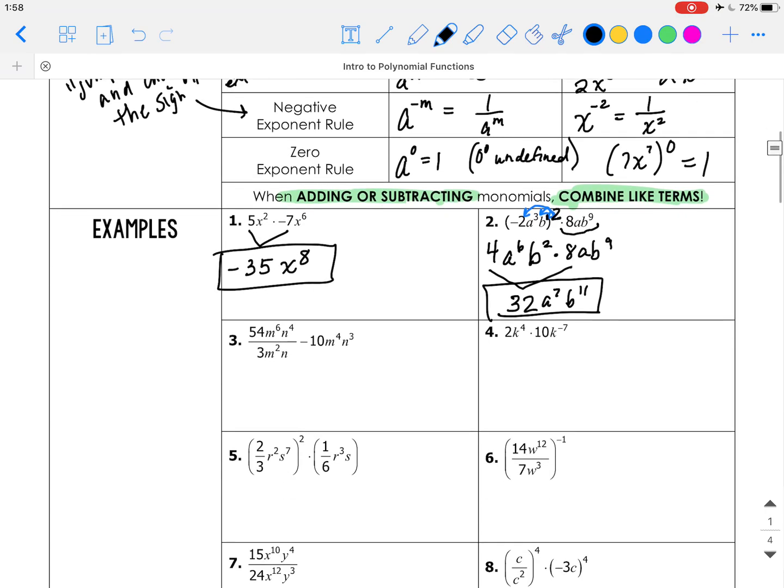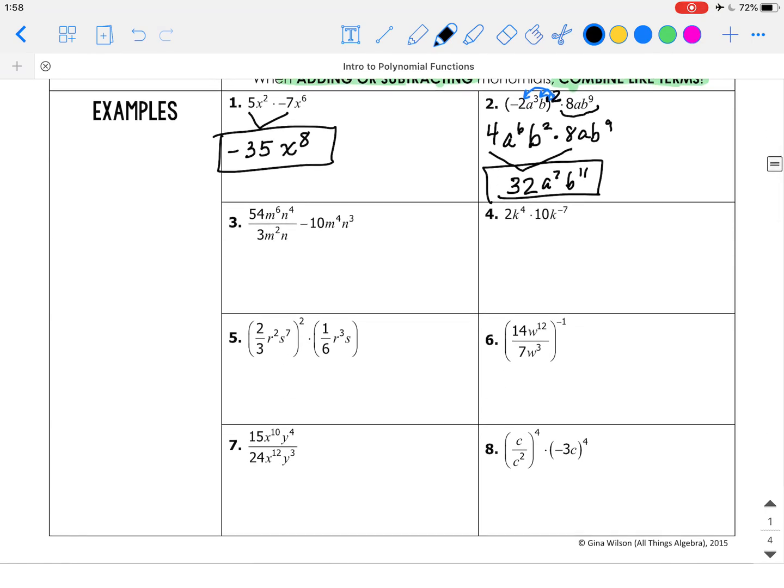Okay, let's look at number 3. So I clearly will have a quotient rule for that first chunk. So let's go piece by piece. I'm going to do this piece first. 54 divided by 3 will give me 18. Again, I treat coefficients the same. They're just regular numbers. It's the exponents I really want to worry about. So with the quotient rule, I will be subtracting. So m to the 6th minus m to the 2nd will give me m to the 4th. And n to the 4th minus n to the 1st will give me n to the 3rd. And I'm just going to bring down the rest of this.